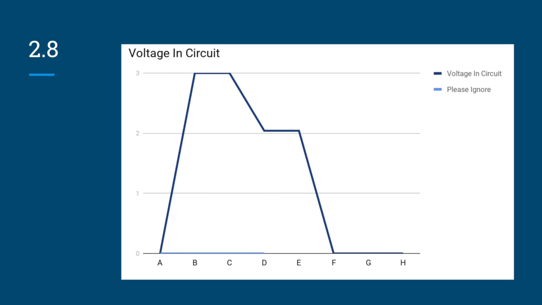This is just a visual for the voltage drops across the circuit. From A to B, that's where the batteries are, so you see it goes from 0 to 3. And then from C to D, that's the 47 ohm resistor. It drops about 1. And then from E to F, you'll see that it drops again across the 100 ohm resistor, about 2.